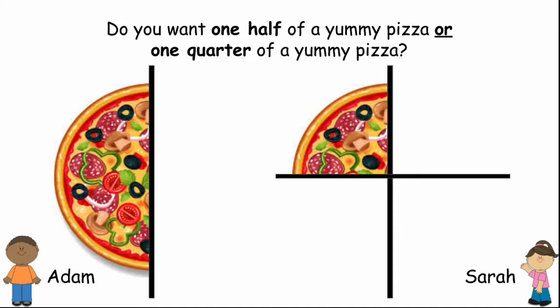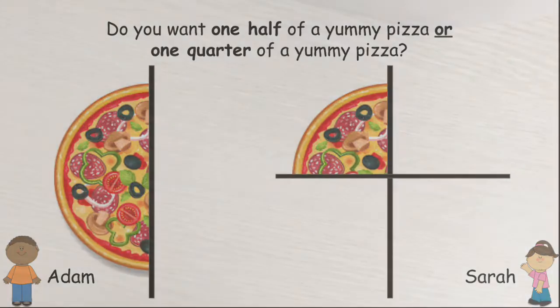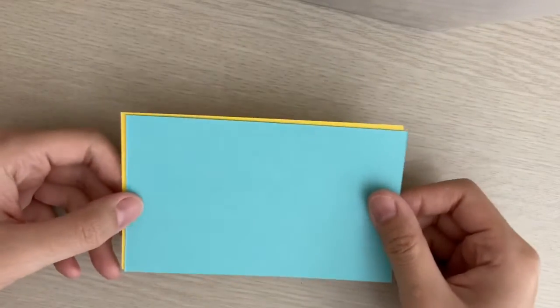I would rather have the piece that's 1/2 of the pizza because a half is much larger than 1/4 of the pizza. And besides, we'd have to have 2/4 of the pizza if we wanted to get the same amount as 1/2. Let's try this with rectangles.